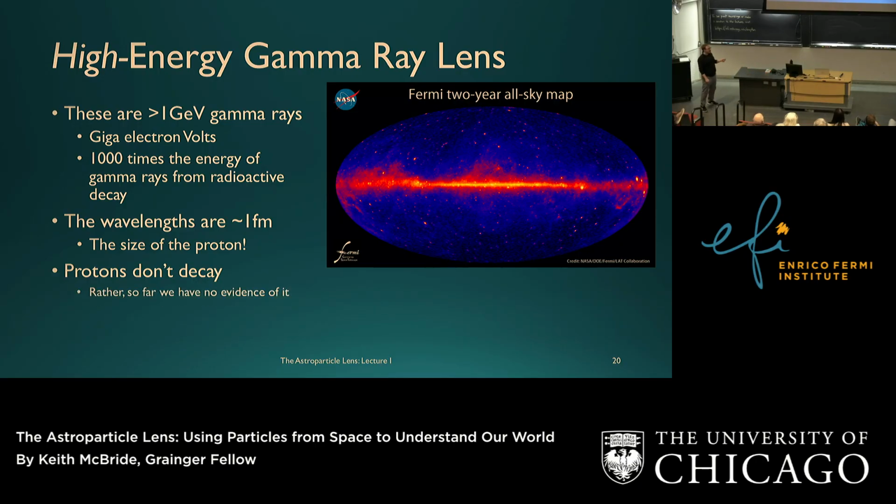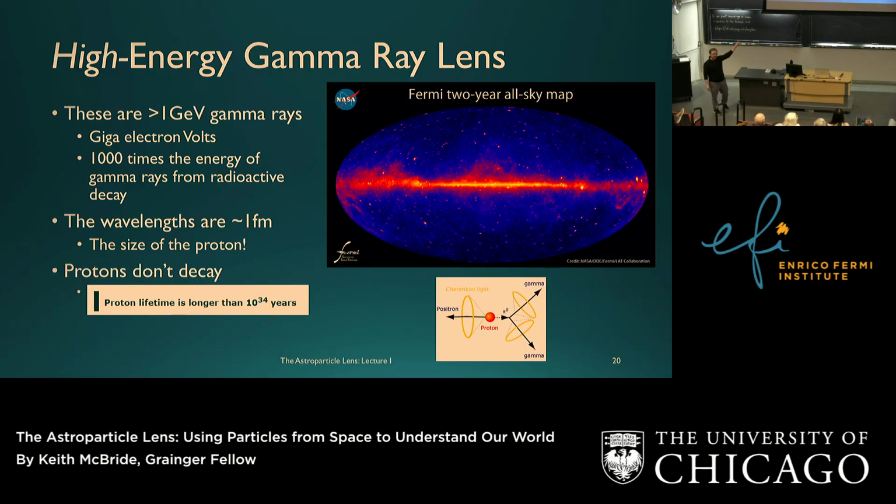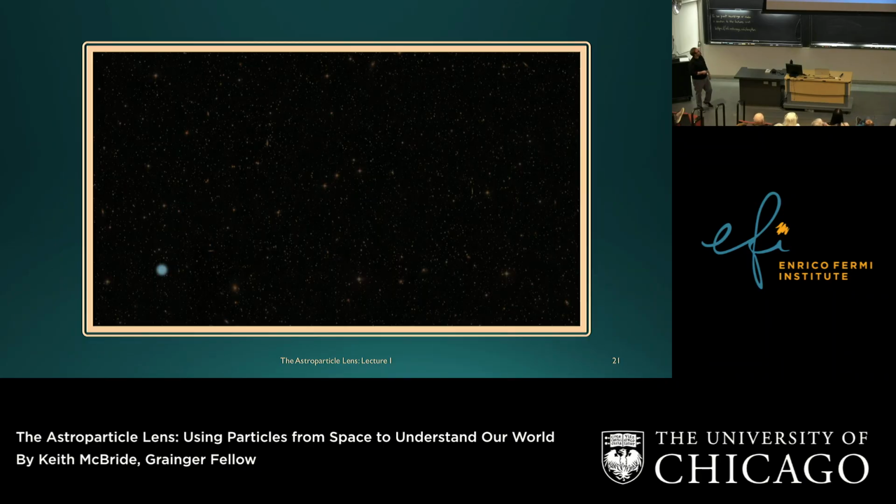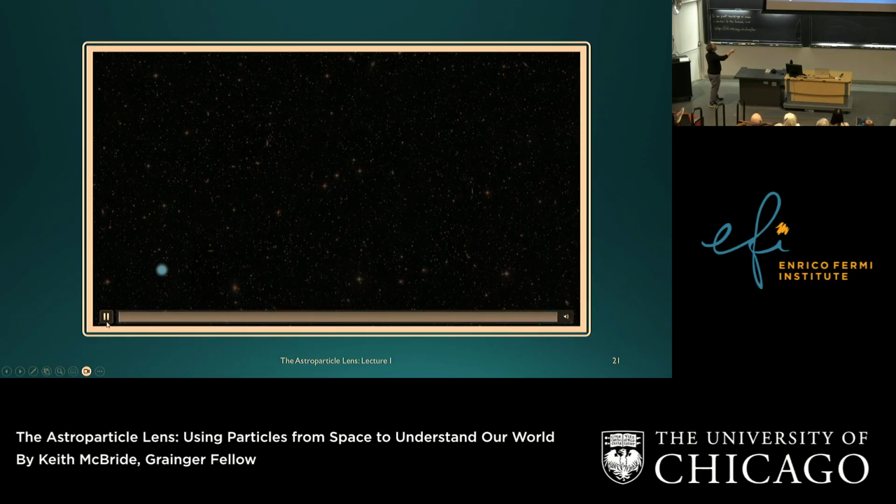And so far we have evidence that protons don't decay in the universe. There are actually searches for it, and the constraint is that protons don't decay on the order of 10 to the 34 years. So that's an even bigger number. I'm not going to try to quantify that for anyone, but that's our best guess right now. But if they were to decay, you would still get gamma rays. So that's interesting.